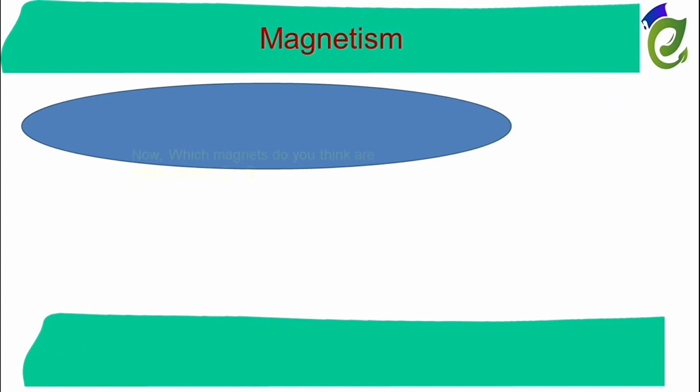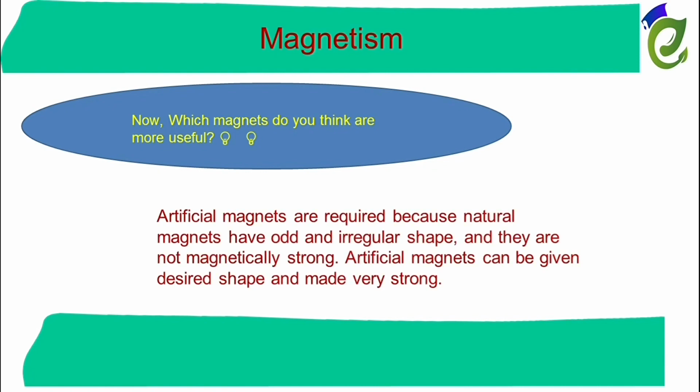Now, which magnets do you think are more useful in our daily life? Artificial magnets are more useful because natural magnets are all irregular in shape and they're not magnetically that strong as artificial magnets. Artificial magnets can be given whatever shape we need and they're made very strong too.